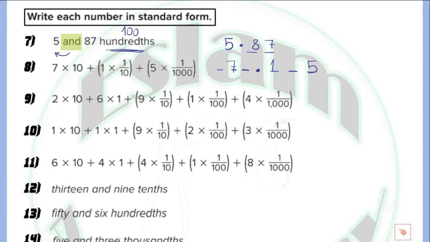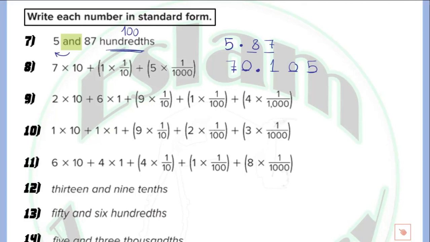So just write 5. Now we have a missing part. We said for any missing part, we just replace it with 0. If the missing part is at the left, we will ignore it. So the number now will be equal to 70.105.